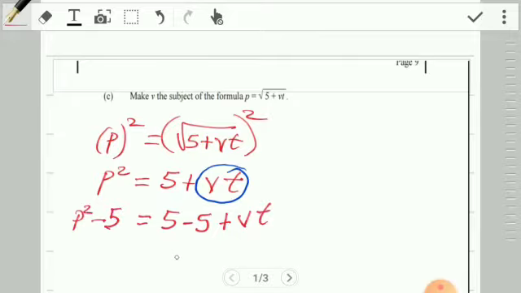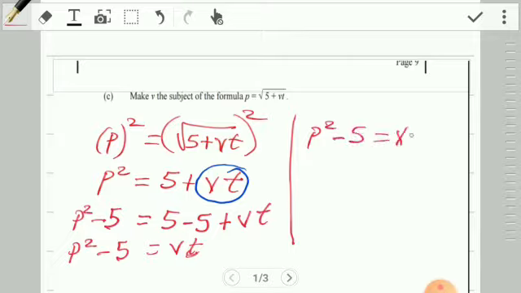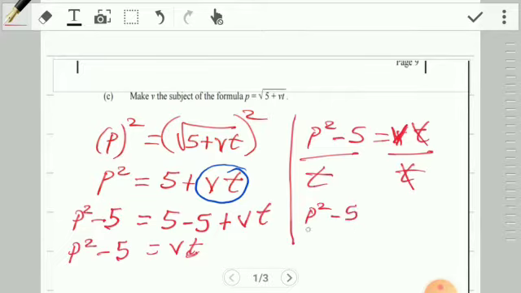So let's write what we have here on the left side. We have P squared minus 5 is equal to Vt. As you can see, we're almost at the end. Let me write this back quickly: P squared minus 5 is equal to Vt. We want to make V the subject, so we're going to divide by T and balance by dividing the other side by T. You could see now that P squared minus 5 all over T is equal to V. And that's how we go through the process in terms of making V the subject of the formula.